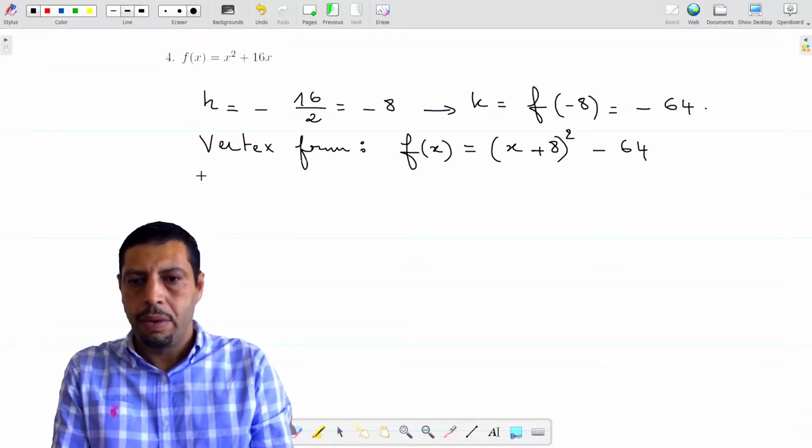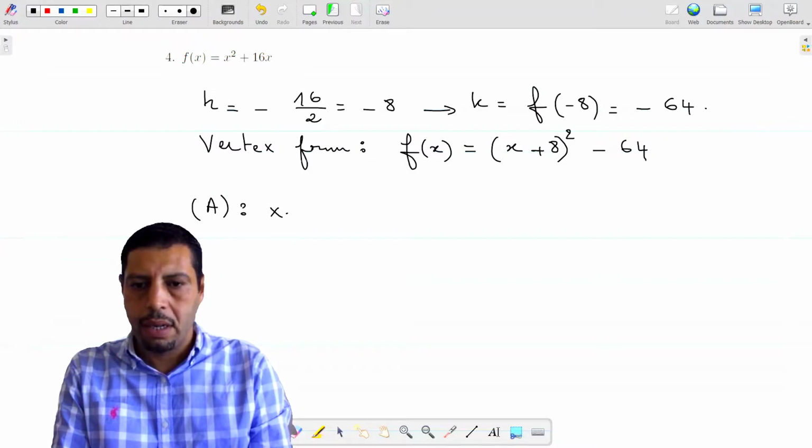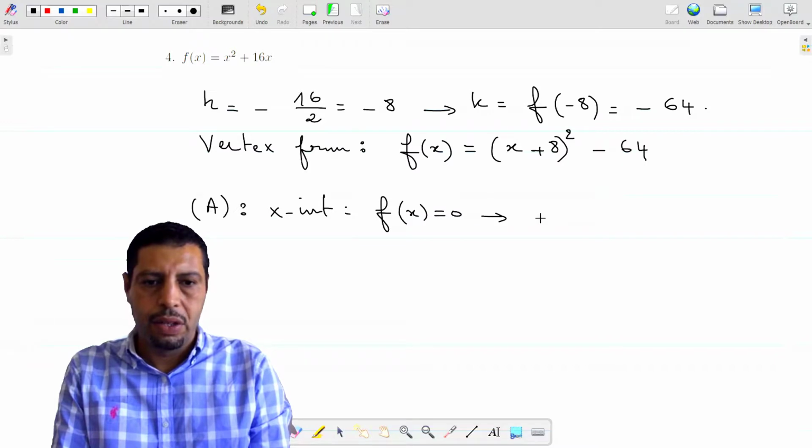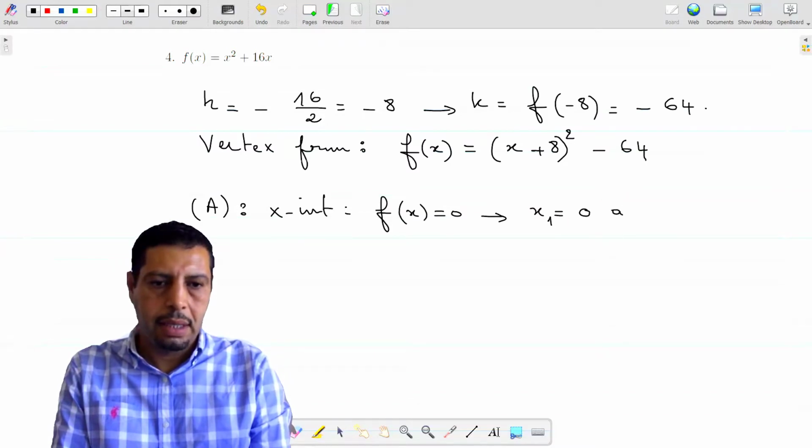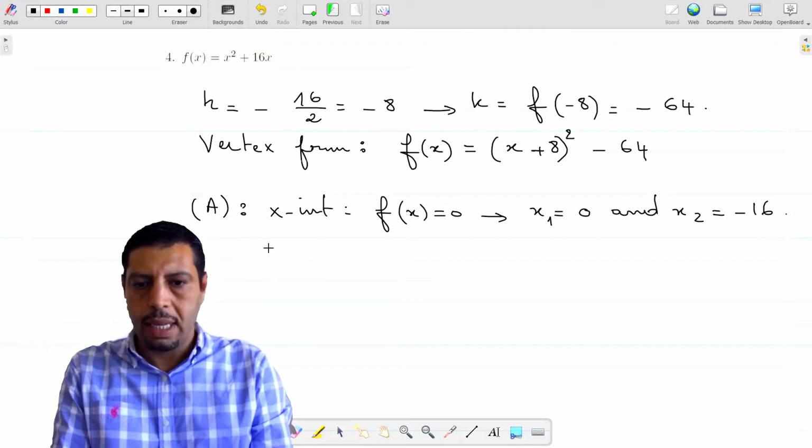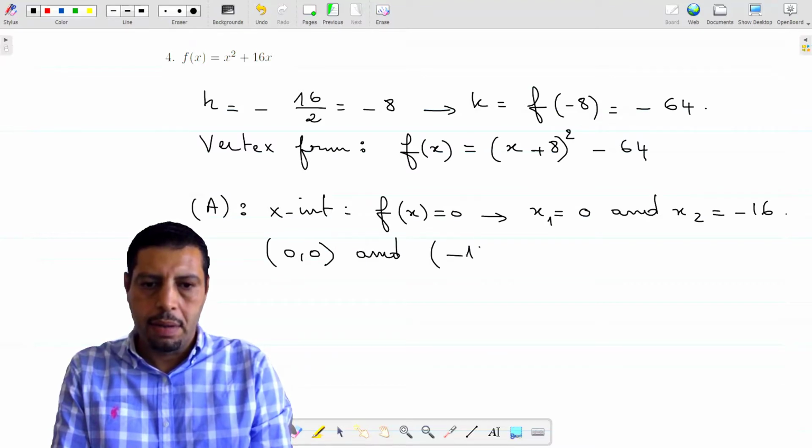Now, we move to the intercepts. So for x-intercepts, we solve f of x equals 0, and we'll find two solutions, which are x1 is 0, and x2, which is negative 16. So two x-intercepts, which are (0, 0) and (-16, 0).